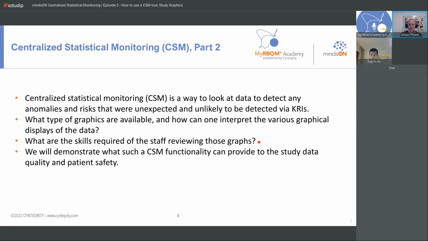And if not, then you still have your statisticians, your statistical programmers, your data analysts available that may help you. But the majority of the data can easily be interpreted using the CSM tool. And as I said, we will demonstrate what such a CSM functionality can provide to the study data quality and the patient safety.